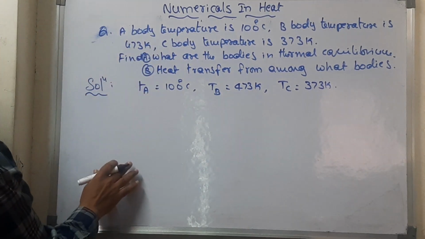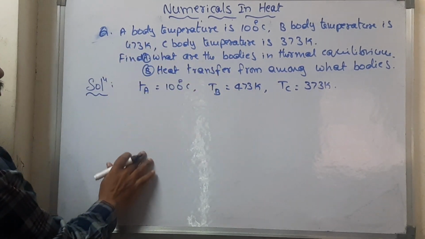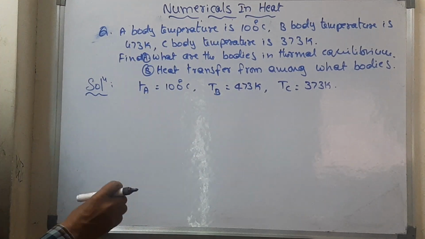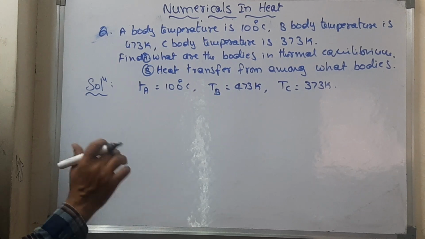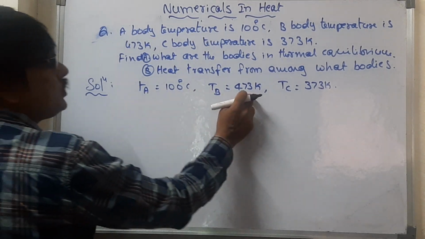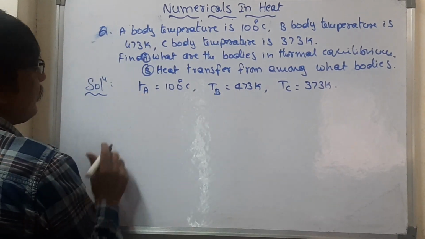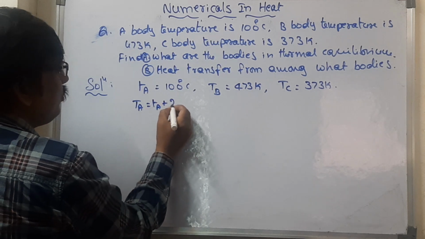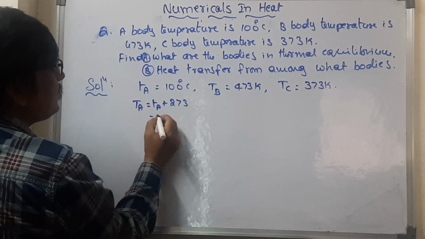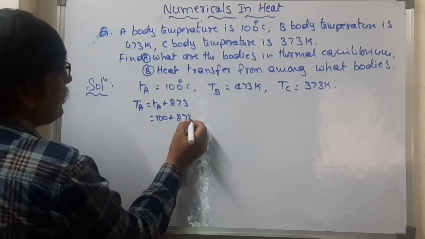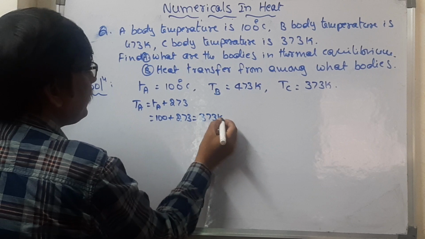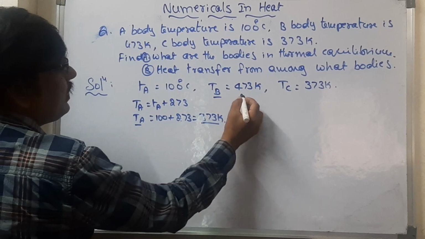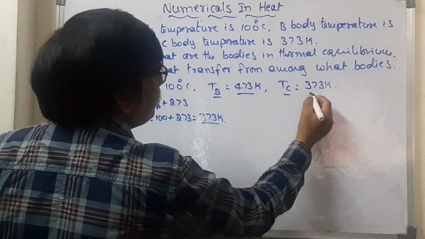So the first question is, what are the bodies in thermal equilibrium? For that, if you notice, the 3 bodies are at different temperatures, so all the temperatures should be taken into the same system. These two are in Kelvin, so let's convert this one into Kelvin. Capital T is equal to small t plus 273. That is 100 plus 273, equal to 373 K. So A body temperature is 373 K, B body temperature is 473 K, and C body temperature is 373 K.